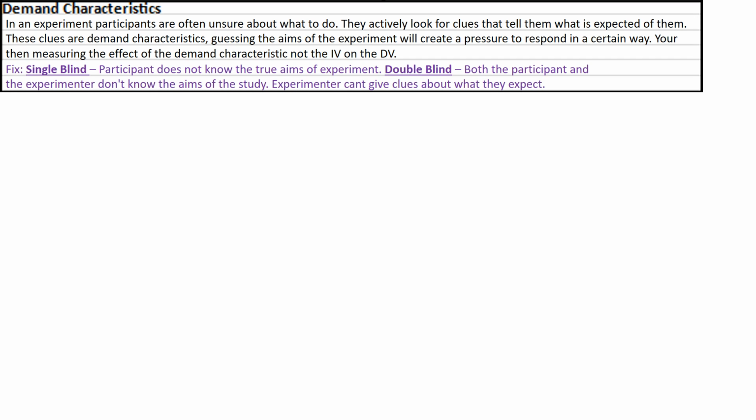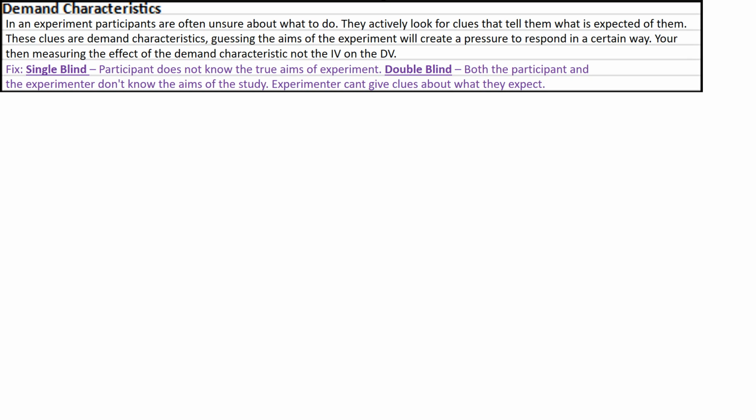Okay, so how do we get around this problem of demand characteristics? Well, ultimately we need to use a little bit of deception. We need to maybe not be fully forthcoming with what the study's about when they come and sit down to take part. So we can have a single blind. This is where the participant comes in and they don't know the true aims of the experiment. We keep that on hold and we tell them after they've done it.